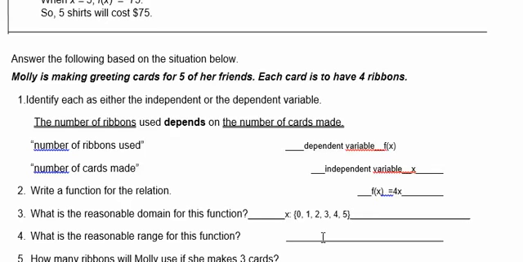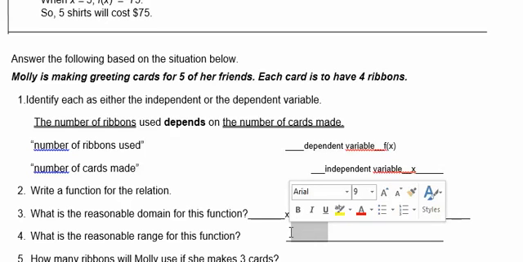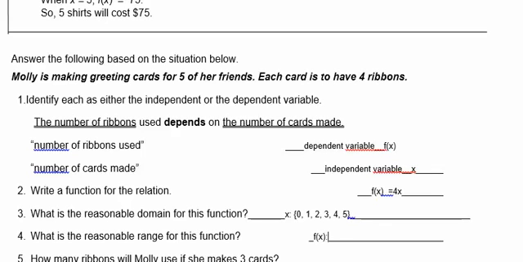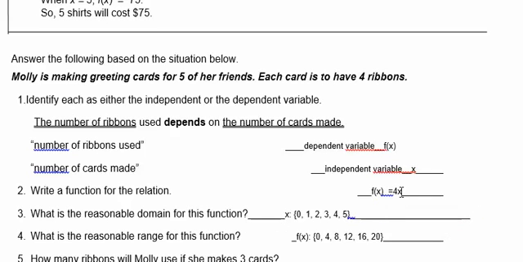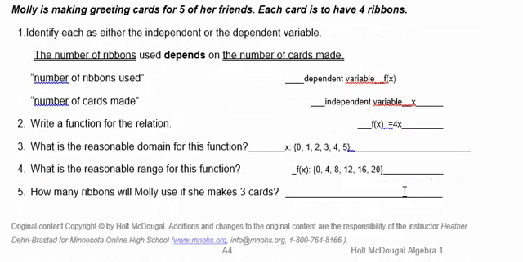And then the range would be what we get for f of x, or we could put y here. At 0 cards, 0 times 4 is 0. So that's our first range value. At 1 card, 1 times 4 is 4. At 2 cards, 2 times 4 is 8. 3 cards would be 12. 4 cards would be 16. 5 cards would be 20 ribbons. So all I did there was plug the values of x, the values of my domain, into my function, 4 times x, and then I found out what I got.